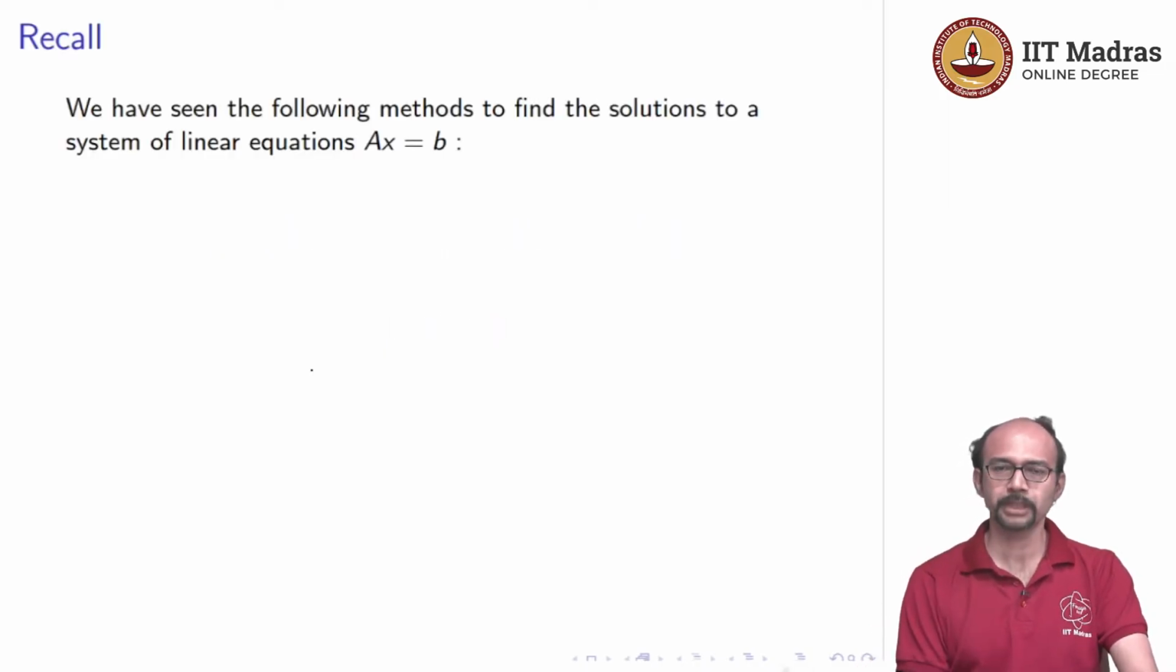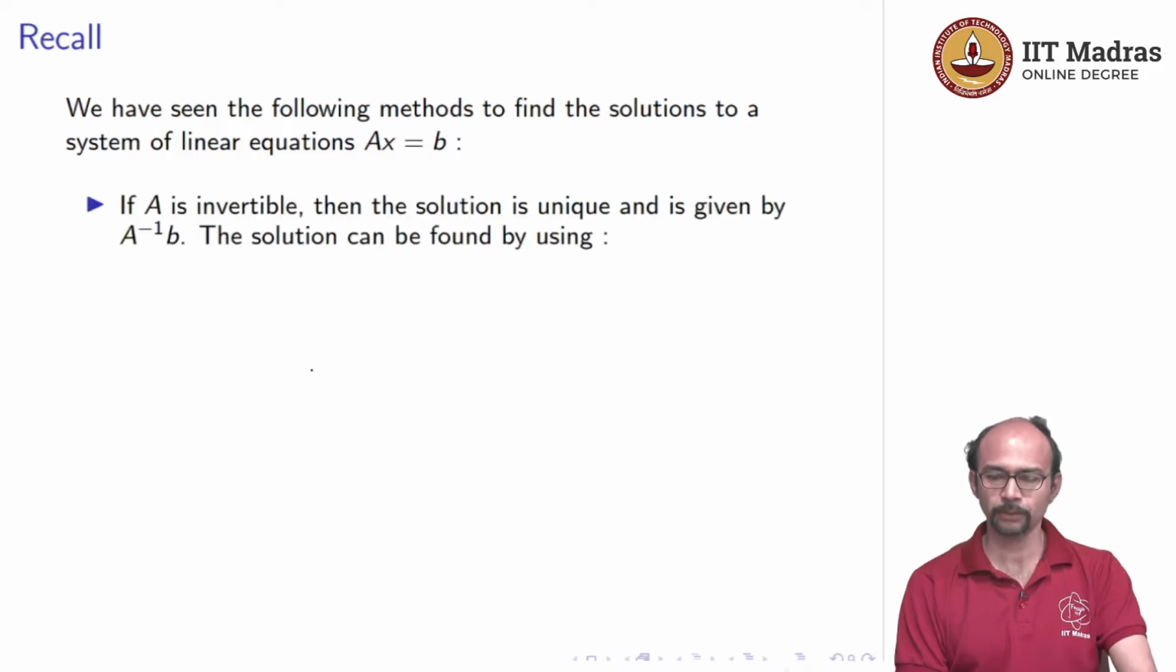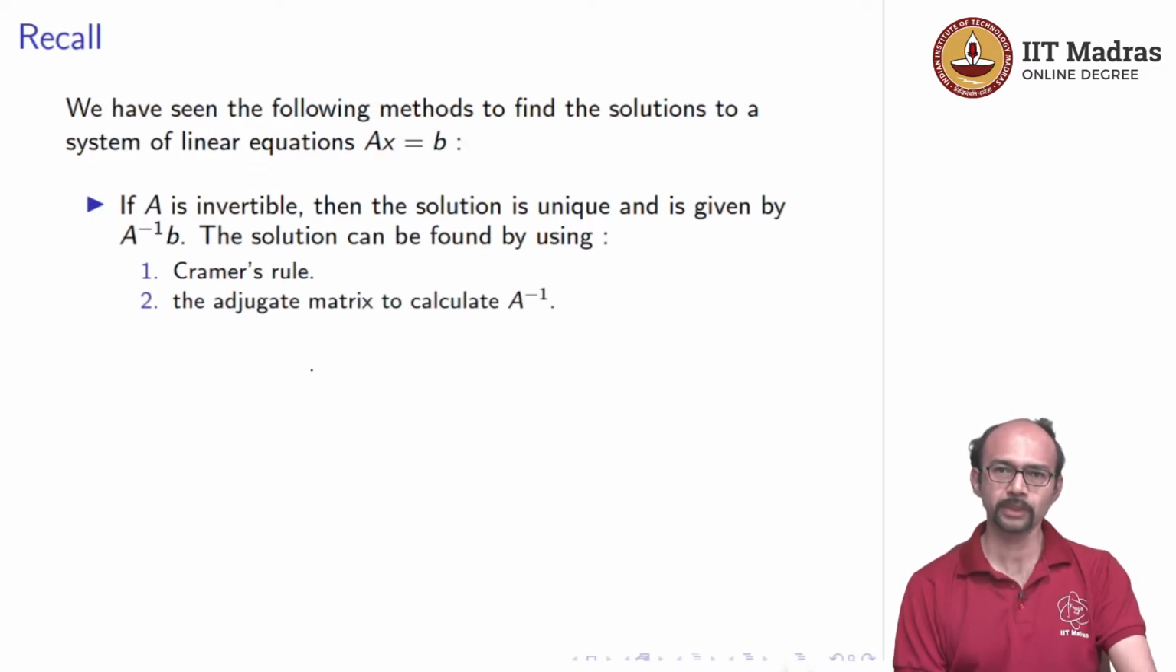So, let us quickly recall what we have seen before. We have seen the following methods to find the solutions of a system of linear equations Ax equals b. Namely, if A is invertible, then the solution is unique and it is given by A inverse b, and we can find the solution by either Cramer's rule, that was the first method we saw, and the other method we saw was to actually compute A inverse. To do this, we find the adjugate matrix and then we find A inverse b.